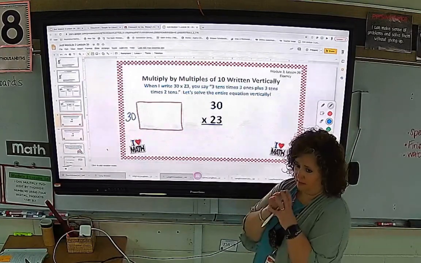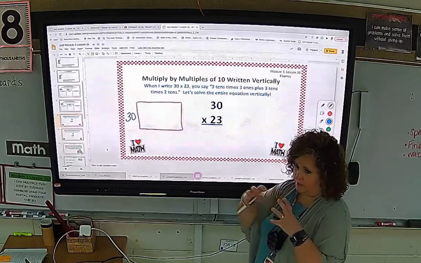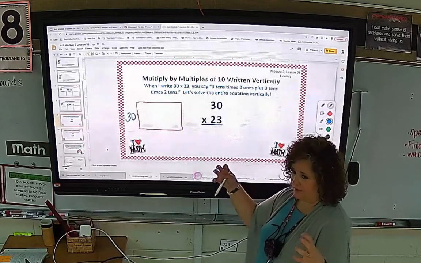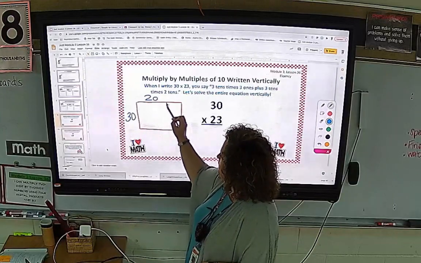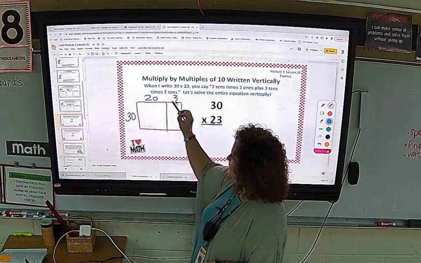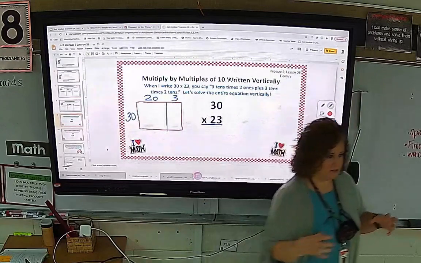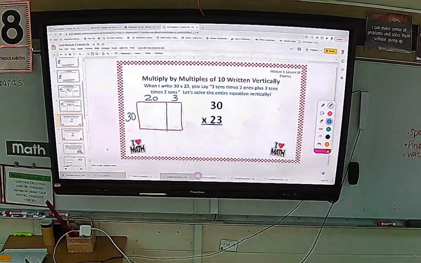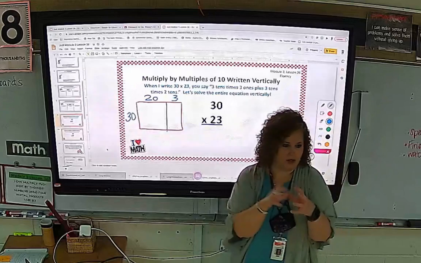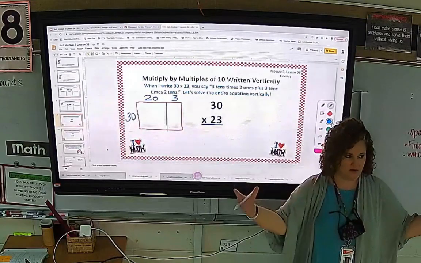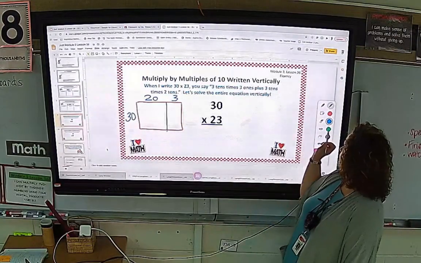Okay, how would I write that? Would I write it as one number? Or I'm going to pull it apart, remember? And we had 2 pieces. We had the 20. And then we had the 3. We're going to pull it apart until it has its 10s and its 1s. It's still 23. It's just pulled apart. Because what that does is that lets me multiply smaller chunks instead of all these big numbers at once.